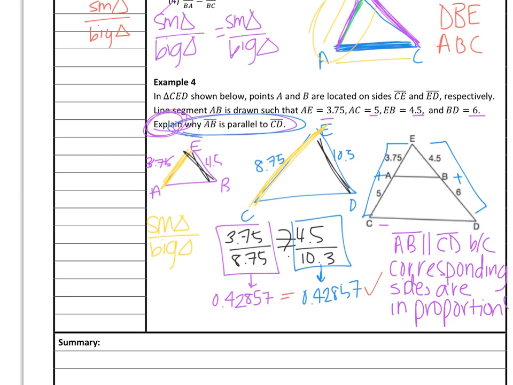That's a phrase that you guys gotta get memorized. Just like CPCTC for proving congruent, you have to memorize the phrase that corresponding sides are in proportion. Therefore, the triangles are similar, therefore the lines are parallel, therefore, etc. Corresponding sides are in proportion.